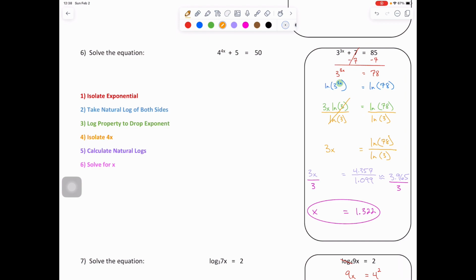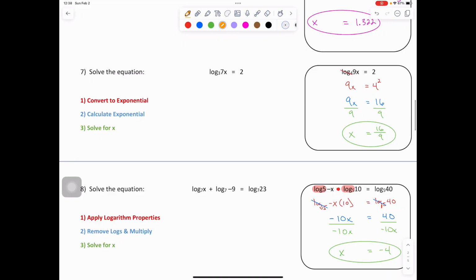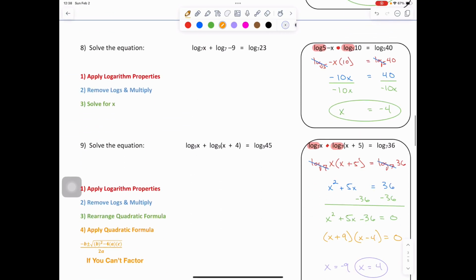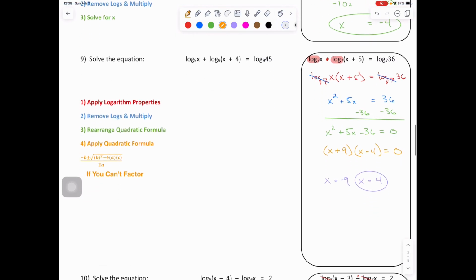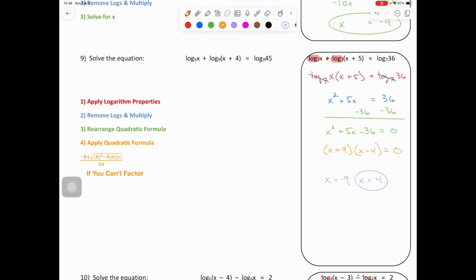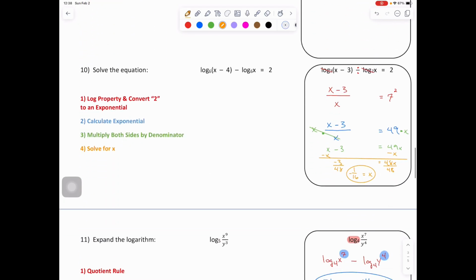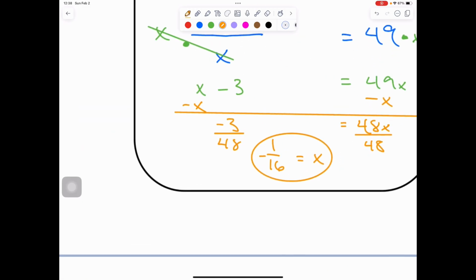Number 6, x equals 1.322. Number 7, x equals 16 over 9. Number 8, x equals negative 4. Number 9, x equals 4. We only circle that positive answer as we know that negatives are undefined. Number 10, negative 1 over 16 equals x.